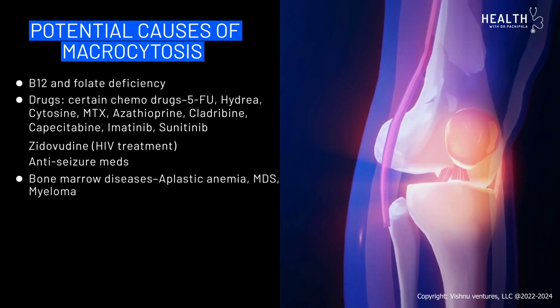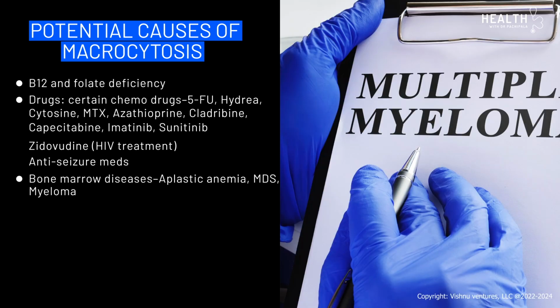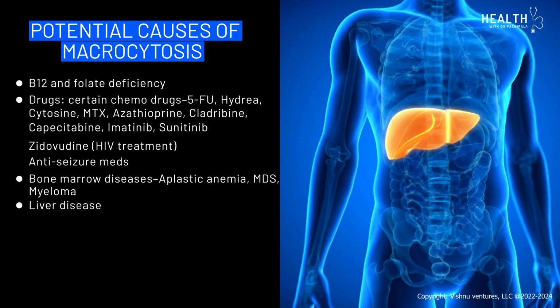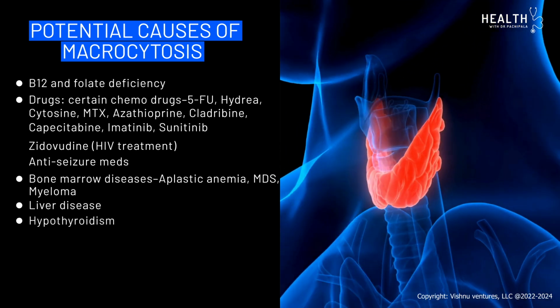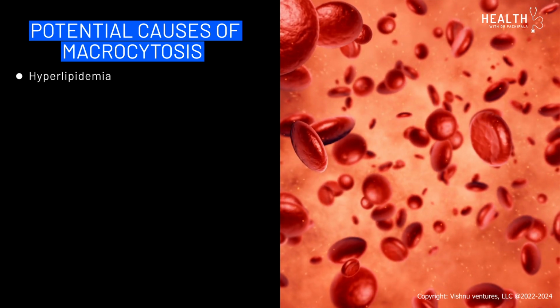Bone marrow conditions such as aplastic anemia, myelodysplastic syndrome, and multiple myeloma can lead to big size cells. In addition, patients with liver disease, underactive thyroid, and high lipid levels can have big size cells.